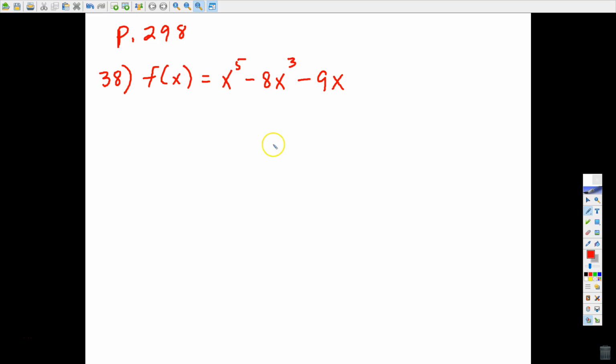Here's a little homework help for lesson 4.9. This is problem number 38, and our instructions are to find all of the zeros of this function, and there are 5 of them, and we need to identify them.